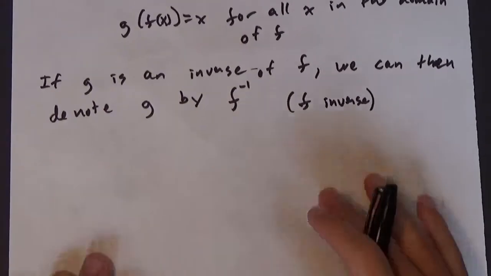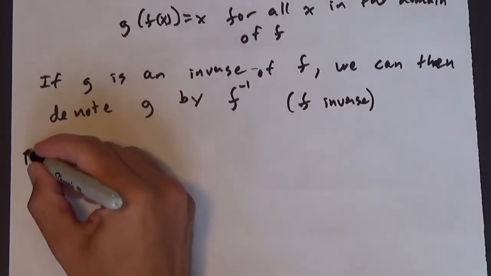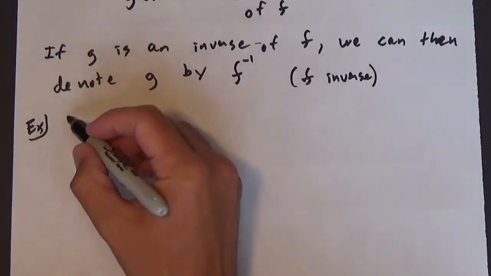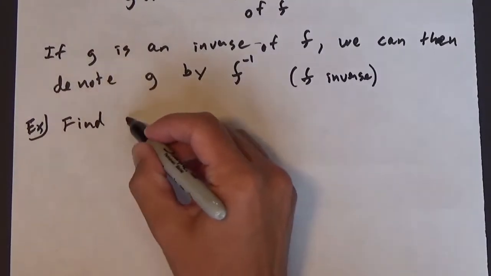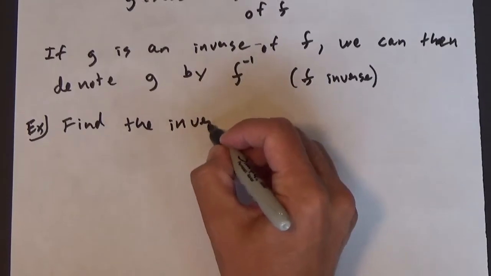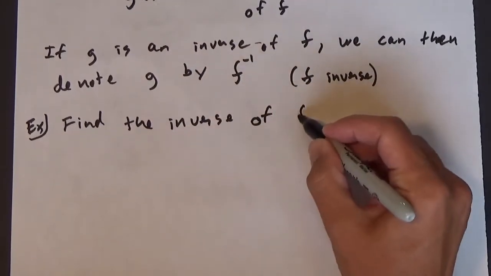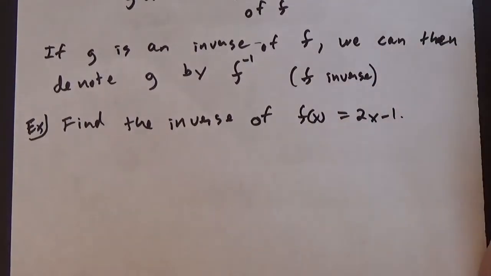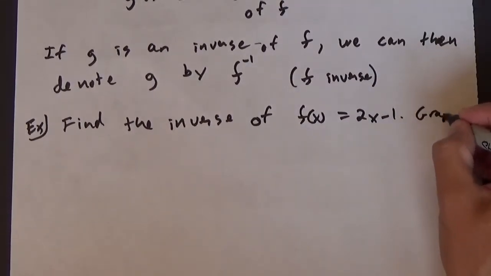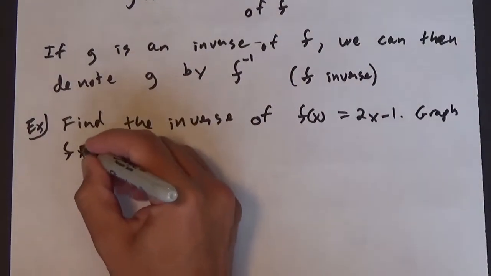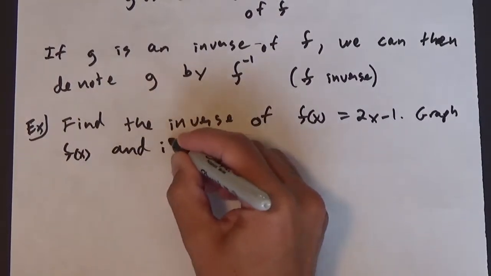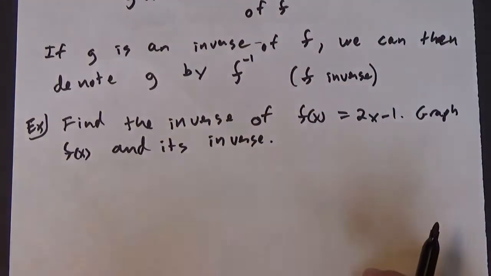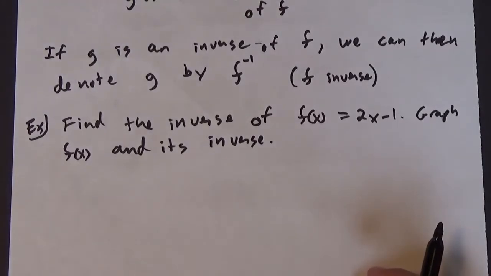All right, so let's go straight to an example. This helps out a lot. For this example, we want to find the inverse of f of x equals 2x minus 1, and then we're going to graph f of x and its inverse. And we'll do that on the same graph.